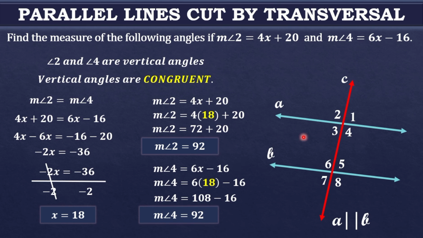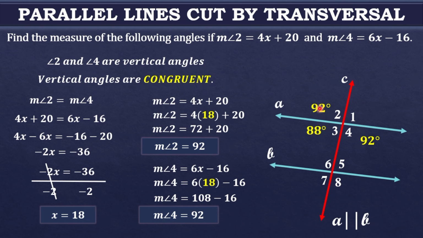So, hanapin natin lahat ng angles. Your angle 2 is equal to 92 degrees. Your angle 4 is equal to 92 degrees then. So, as you can see, upon checking, pareho sila ng sukat. They are equal. Okay? Because, sabi rito, vertical angles are congruent. Alright?